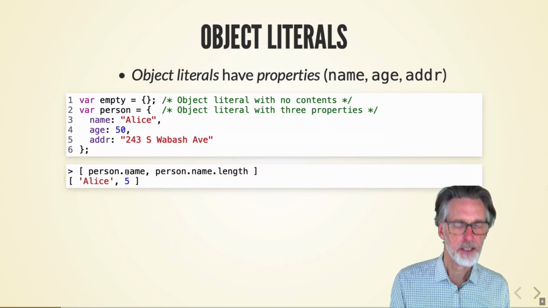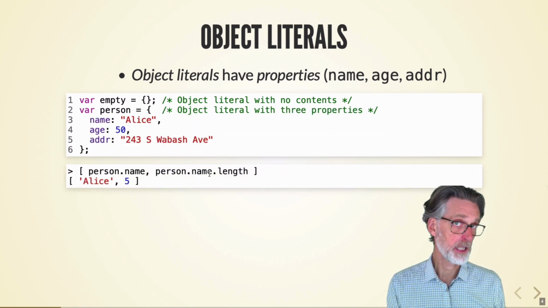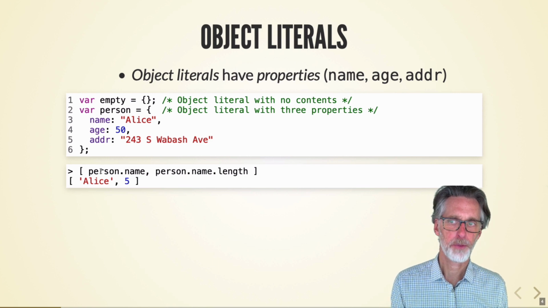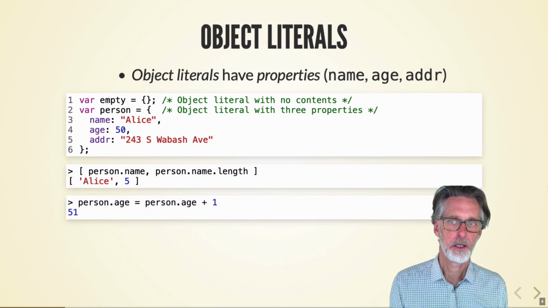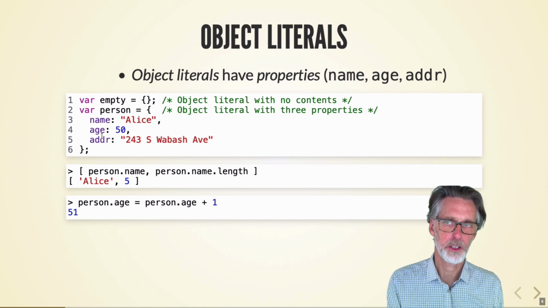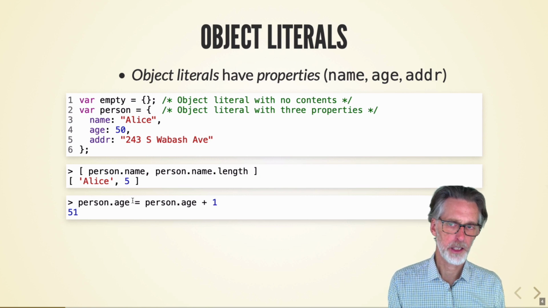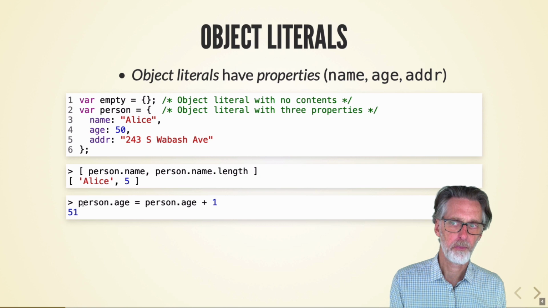We can access those properties using a dot notation, and you can see here the person name is Alice, and the length of that name is 5. We can also update properties, so objects are by default mutable in JavaScript. Person.age can be incremented by 1.